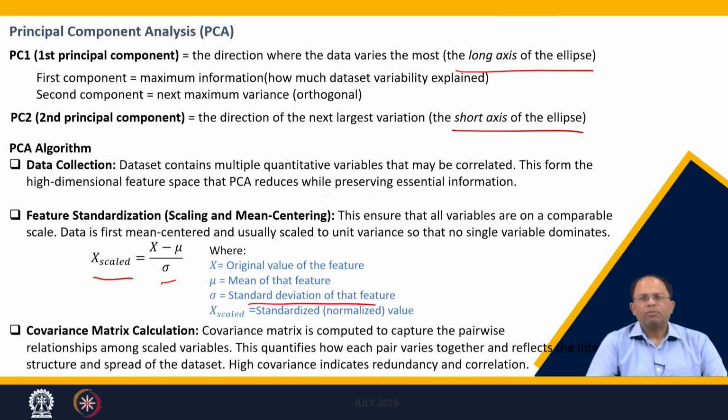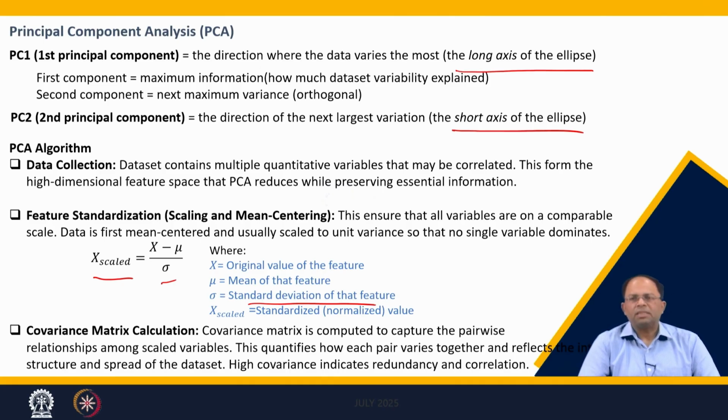The next job is, of course, to create the covariance matrix. Now, the reason we calculate the covariance matrix is to capture the pairwise relationship among the scaled variables. So we have already learnt about covariance, correlation, and all these things. So this tells us how each pair varies together and reflects the internal structure of the spread of the data set. That means when two things are varying together, we also get a figure of how much that is.